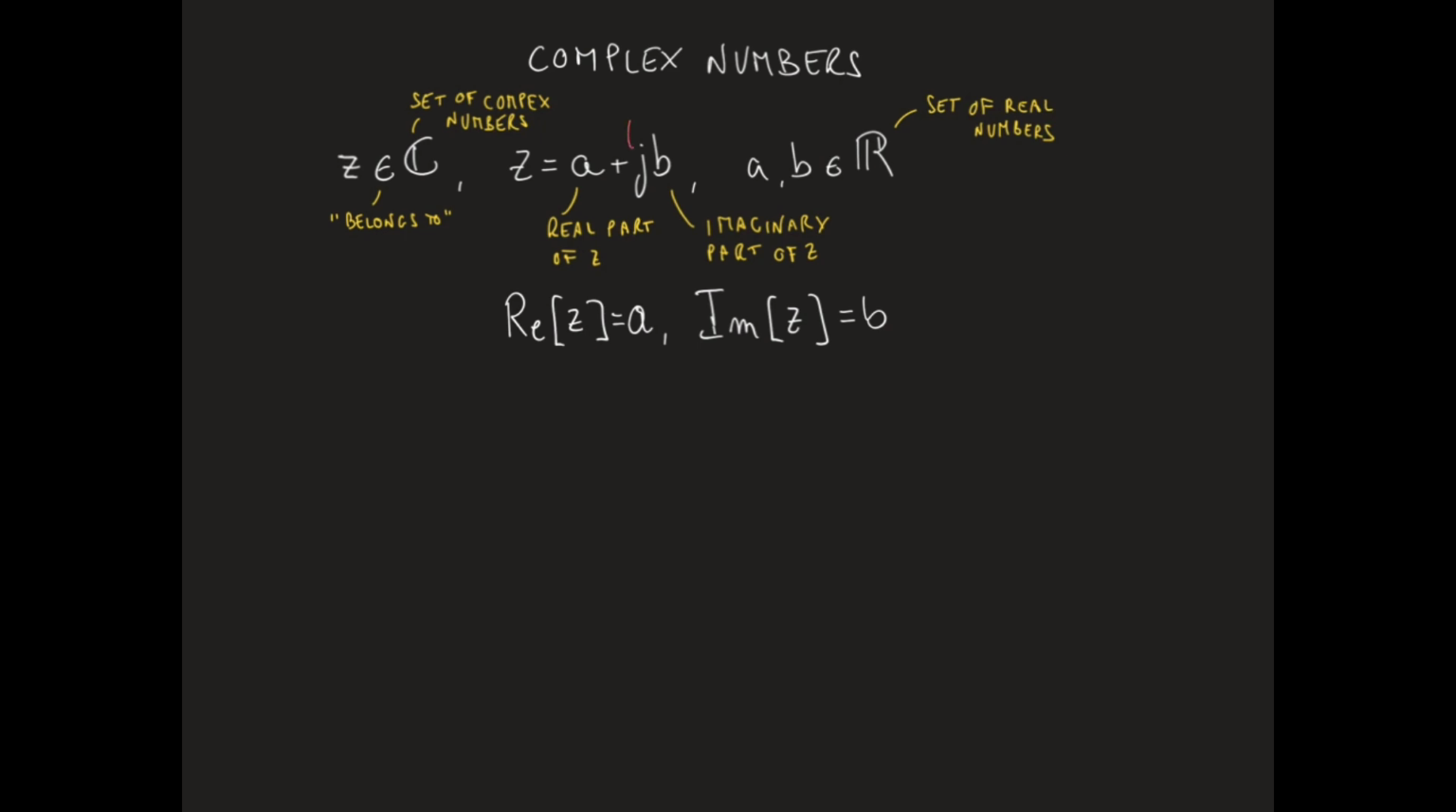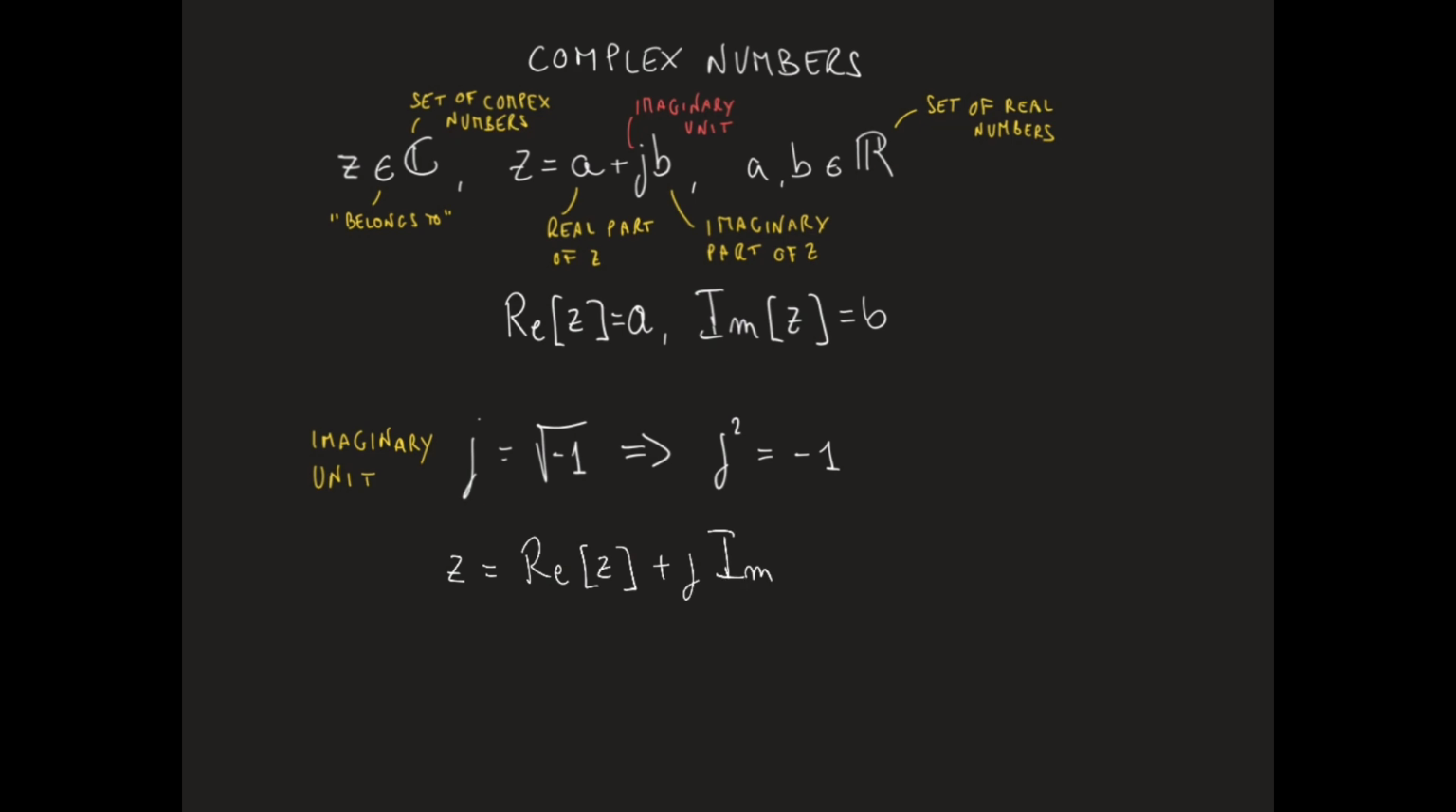The symbol j indicates the so-called imaginary unit. By definition, j is equal to the square root of minus 1. From this, we get that the square of j is equal to minus 1. Note that by definition, any complex number z can be written as the sum of its real part plus the imaginary unit times the imaginary part of z.